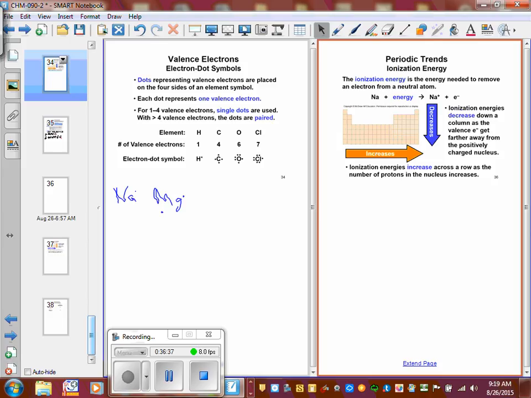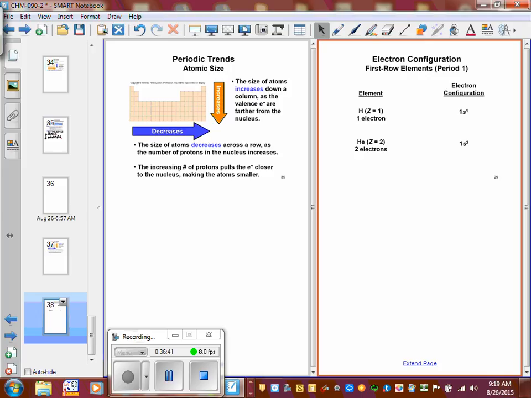Here, and that is electron configuration, first row elements.